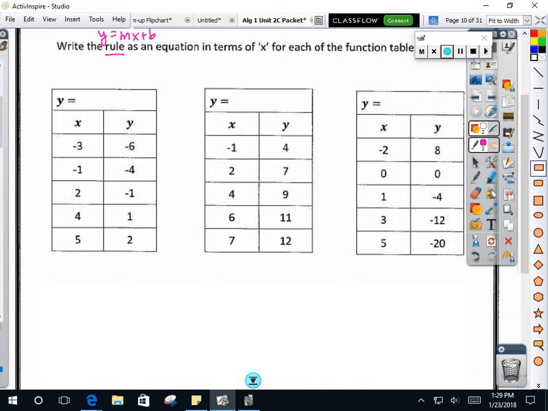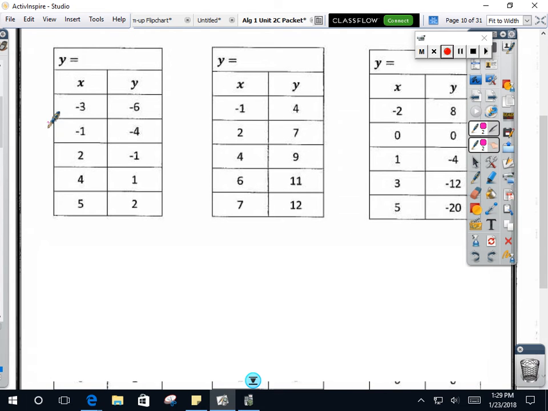So let me make myself some room to write. Which 2 points would you prefer to use? Okay, 4, 1, and 5, 2. So, if those are the 2 points that we're wanting to work with, then this 4 can be the x1, so that would be y1, and then 5, 2 would be your x2 and your y2. Then you just simply plug them in the slope formula, which you should all know by now, and if you don't, it's right up there on the wall.